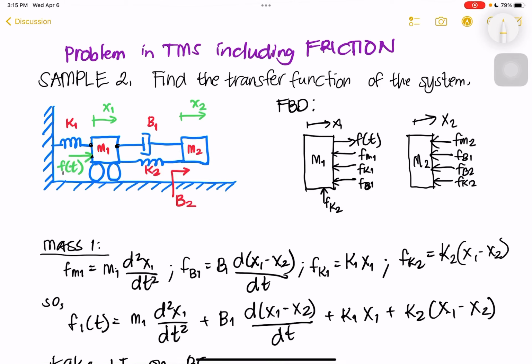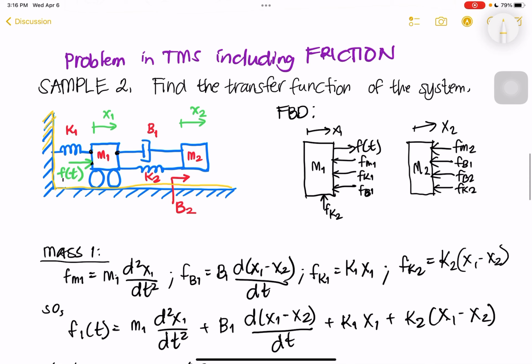In the previous example, we solved for the transfer function of an ideal translational mechanical system. We have another example wherein we will have to consider the friction due to the references, not the friction as in the basic element. So this one, if you can see here, we have a wall. So this wall will cause a friction to our system.